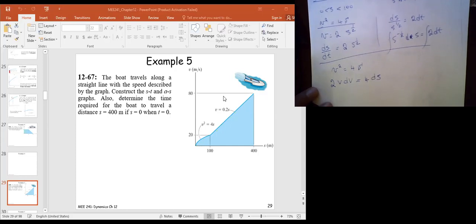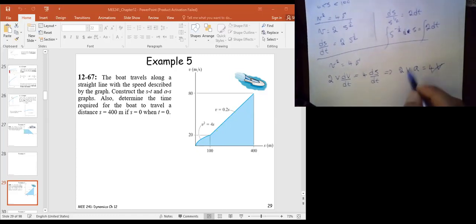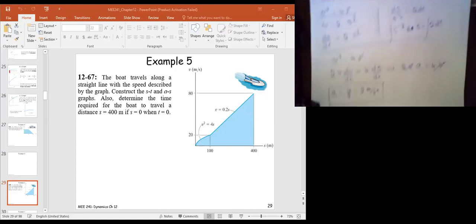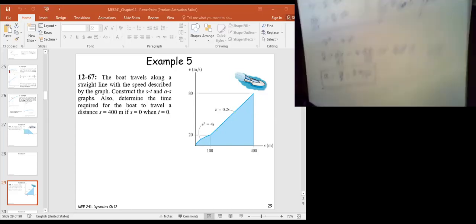Yes, Doctor. Okay. If I now divide by time, what am I going to end up with? I'm going to end up with 2 v a is equal to 4 times what? 4 v, right? So v and v will cancel out. I'm going to end up with a is equal to 4 over 2, which is equal to 2 meter per second squared. So there you go. So now you found the acceleration.